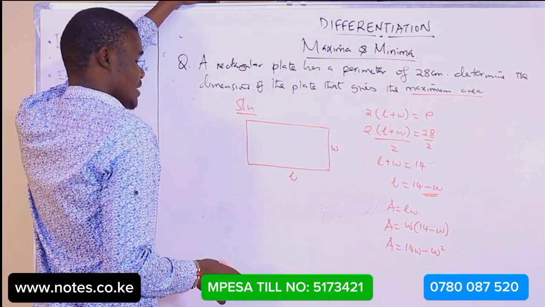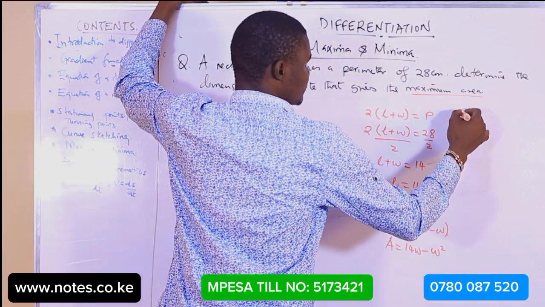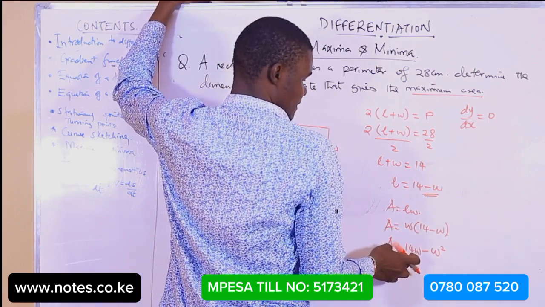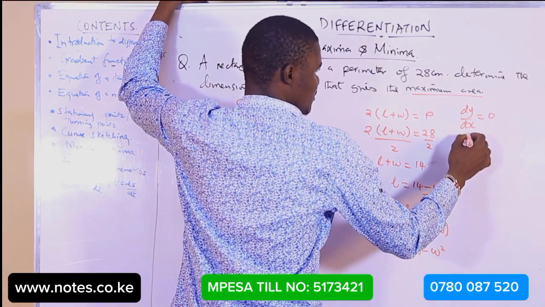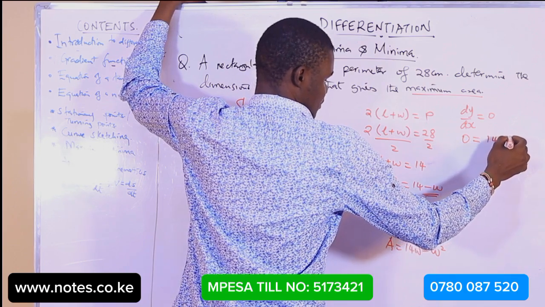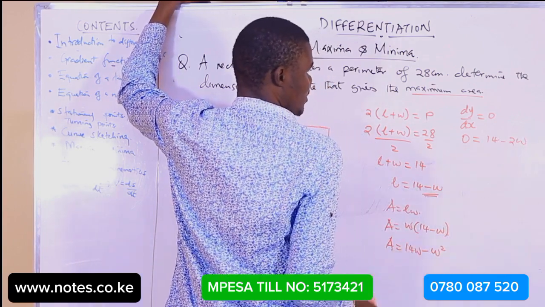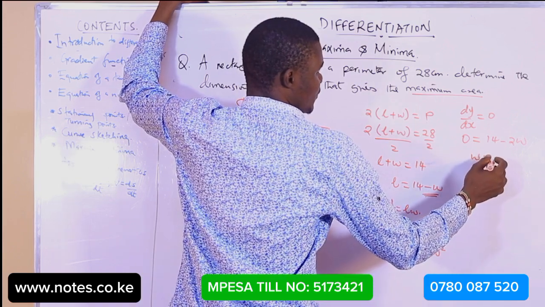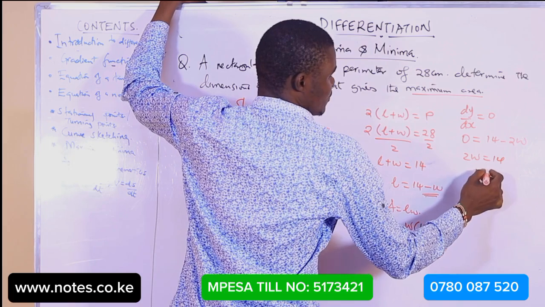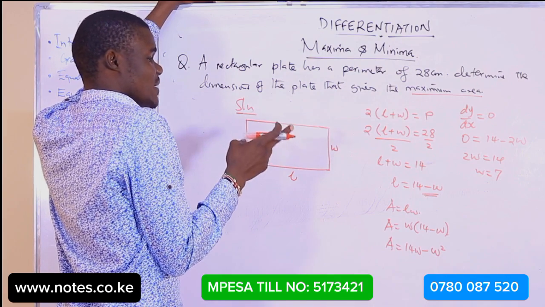And then they want the maximum area. So at maximum area, you know that dy over dx will be equal to 0. So our dy over dx must be equal to 0. So we are going to differentiate this. Okay? So we are going to have 0 is equal to 14 now, minus 2w. So 2w is equal to 14, and w will be 7. Okay? So that is the maximum width that will give the maximum area.